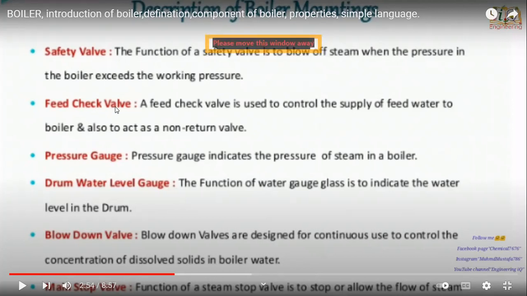Boiler. Okay, feed check valve. What is the feed check valve?